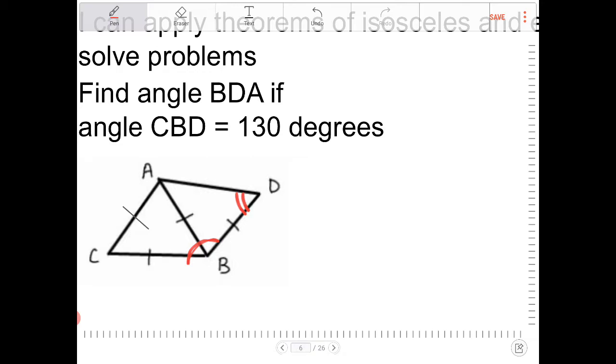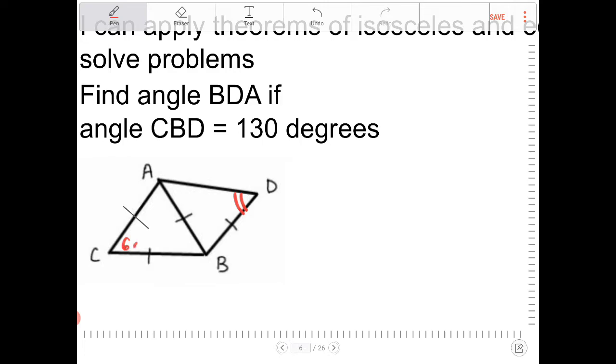Alright, so let's try to figure this out. So I know that triangle ABC is equilateral because all three sides are the same length. Therefore, these must be 60 apiece, 60, 60, 60. If angle CBD is 130 degrees, that leaves me with this angle. Well, if it's 130, let's do 130 minus 60. This must equal 70.